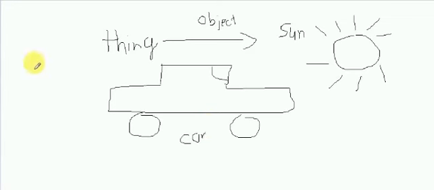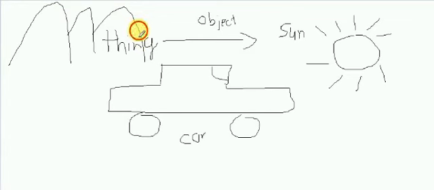Okay, so we have some mountains behind our picture, and now we will say that this object is a mountain. So everything in the real world becomes an object. It's just a change in terminologies.